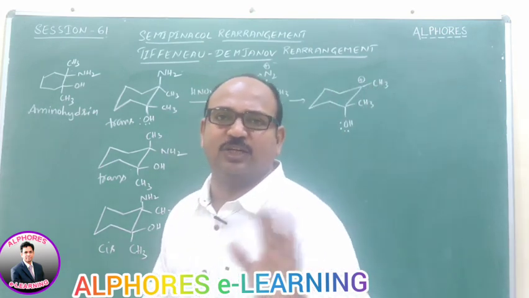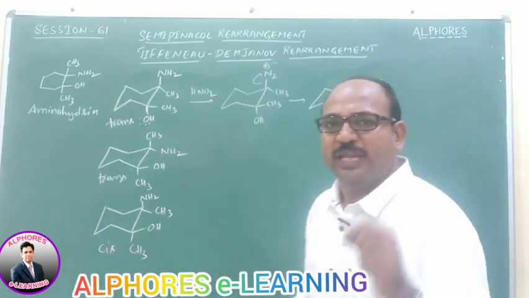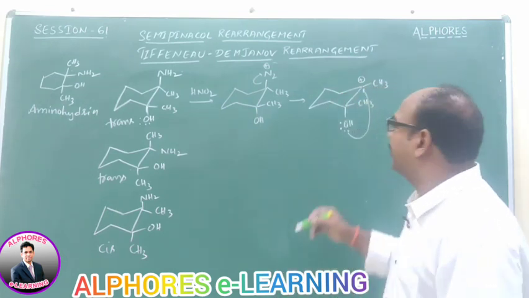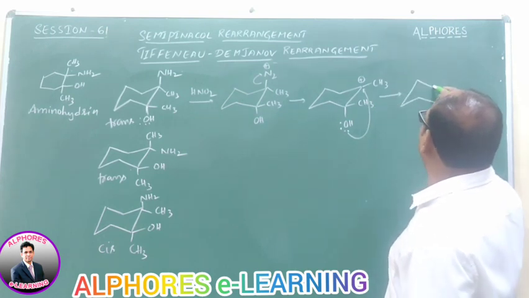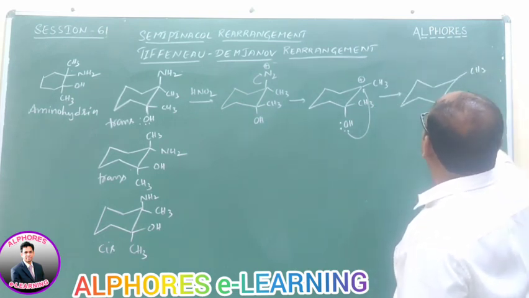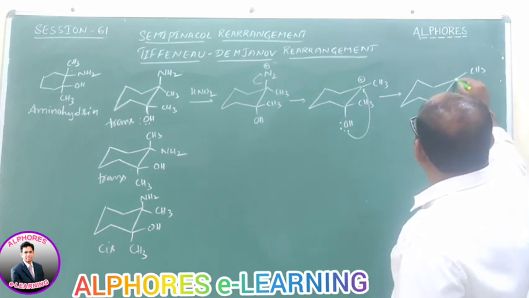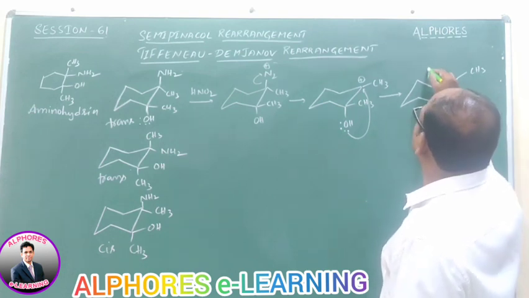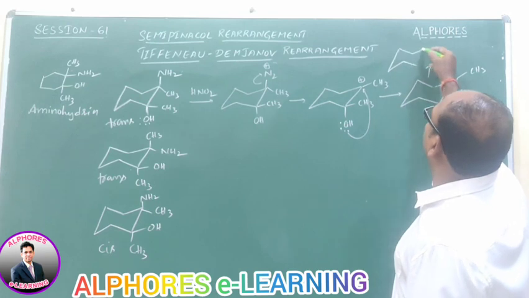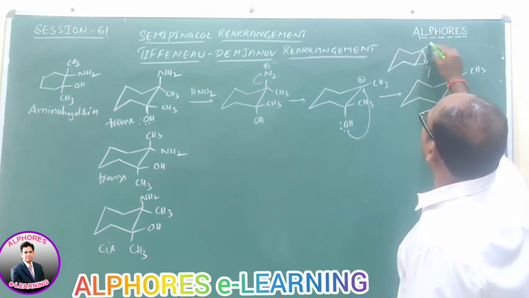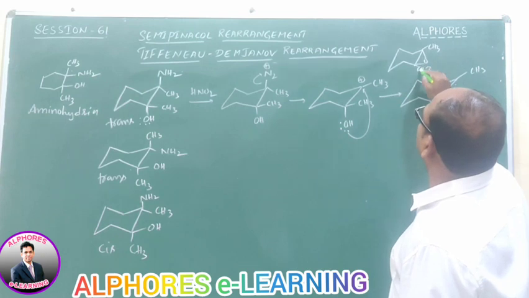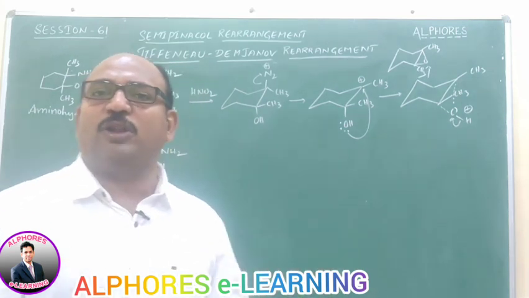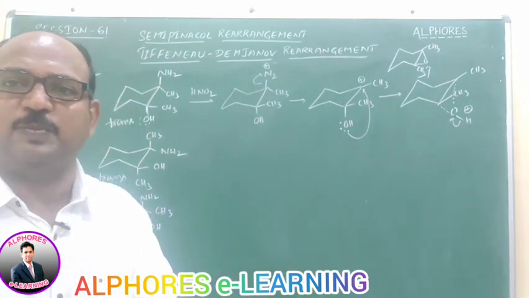But here methyl migration does not take place. Instead of that, this oxygen is going to give an electron pair. The product formed has two methyl groups and OH plus, and from this, by losing this proton, we are going to get the product. Here it is an epoxide and these two are methyl groups. That means the semi-pinacol rearrangement does not take place.